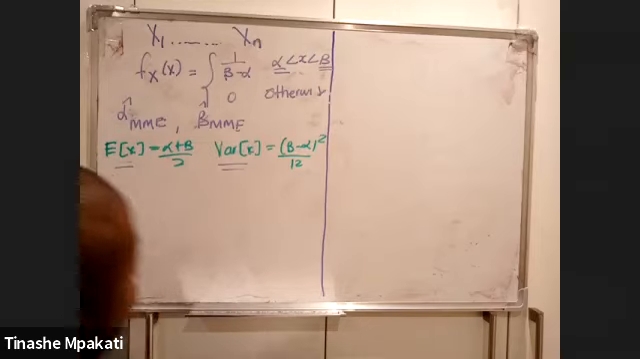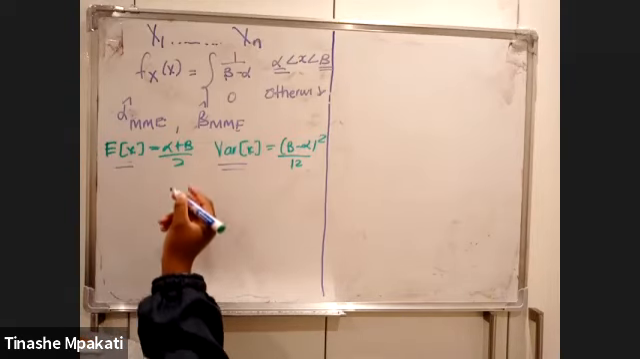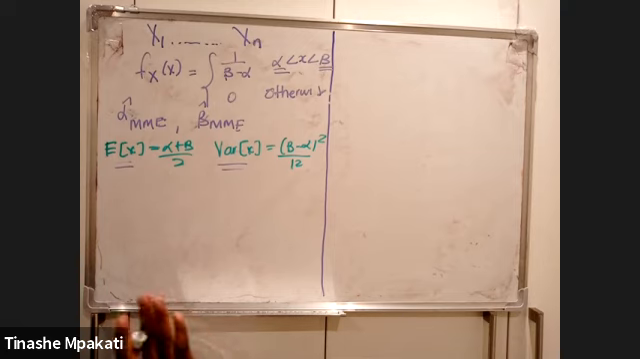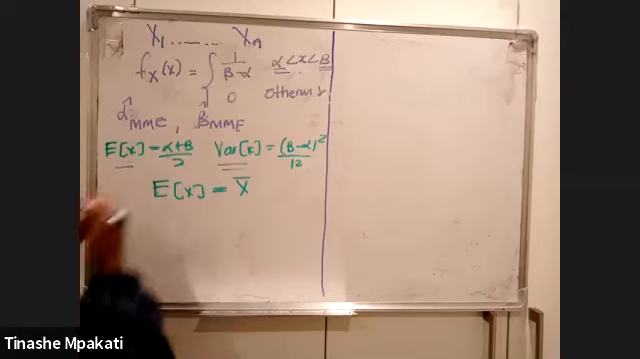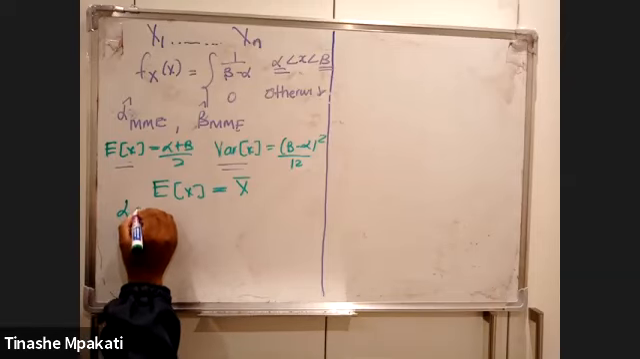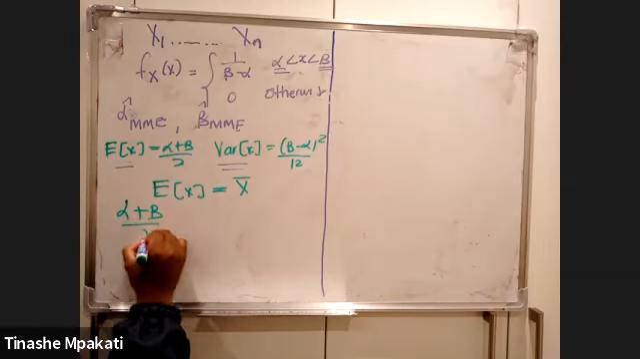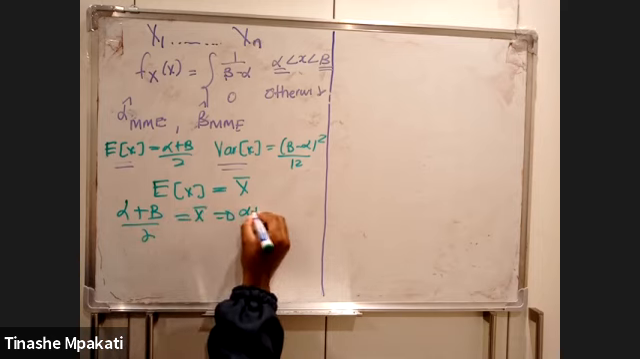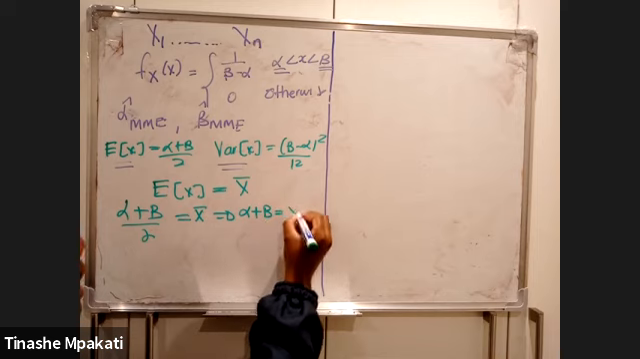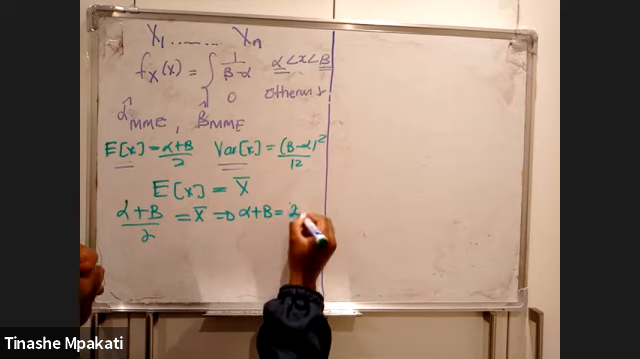Because remember, I mentioned that when you want to find your MMEs, if it's not a sigma, the first equation you should turn to is the expectation of x. The expectation of x, then this is alpha plus beta over 2, simply being equal to x bar, which we can simplify as being alpha plus beta being equal to 2x bar, like this, 2x bar.